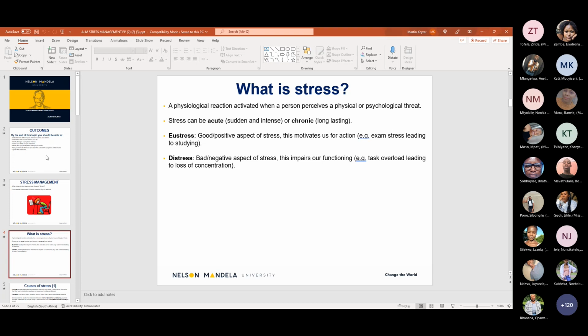But can you see, it's all about how you manage the stress, how aware you are of the stress, and how you manage it, whether you will perceive all the bad or negative aspects of stress.